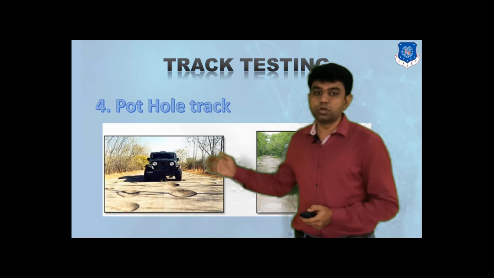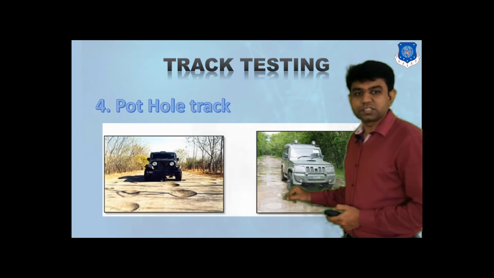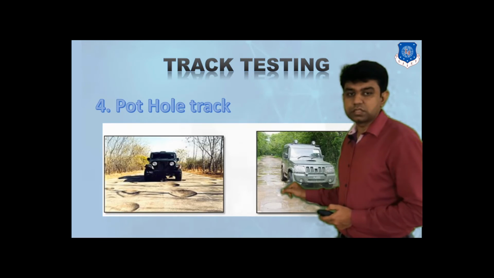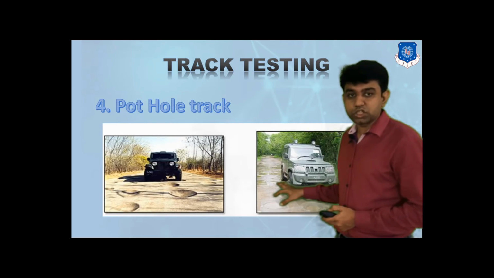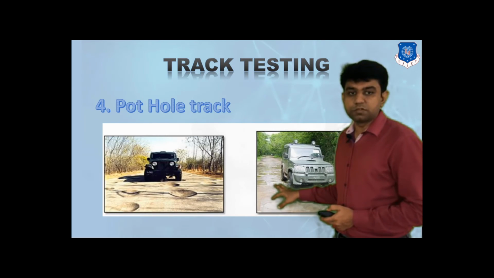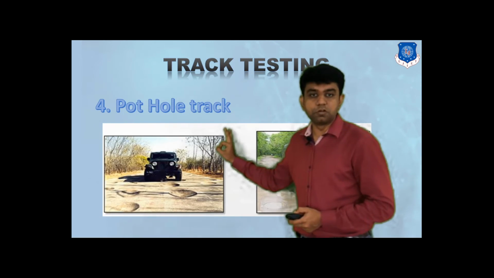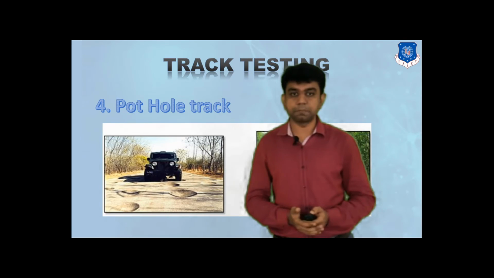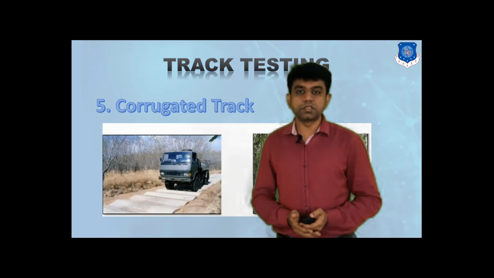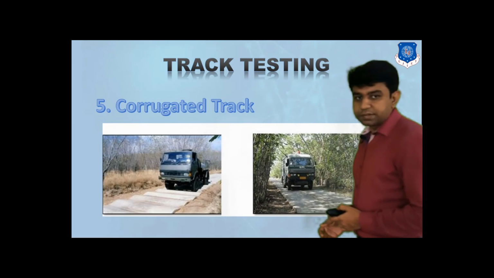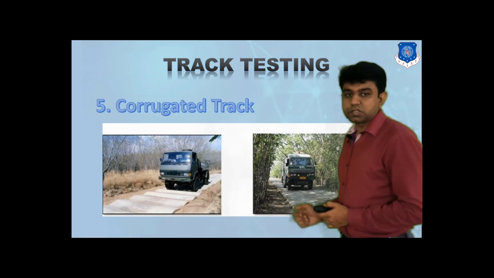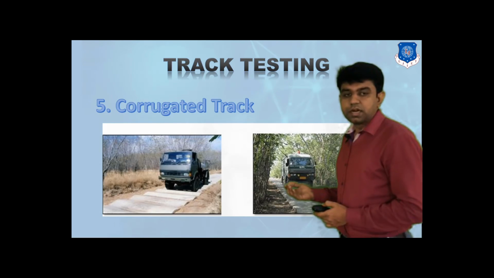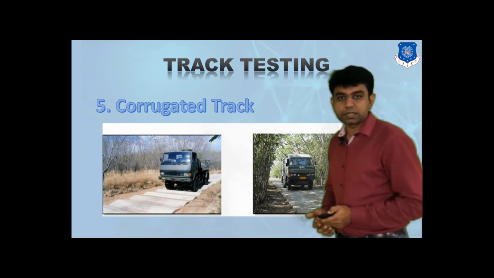Fourth one is a pothole. In India, we face this problem a lot during the rainy season, wherever there are chances of pothole development. So the condition of the axle would be different, and the dynamics of the vehicle would be disturbed. Those parameters can be evaluated under this pothole track. We purposefully develop this kind of track. The fifth one is the corrugated track. In this corrugated track, you will find pipe-like sections kept in a sequence, and the behavior of the vehicle under this corrugated track can be checked.